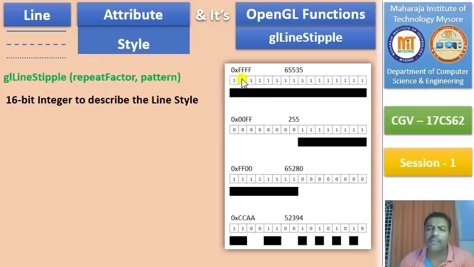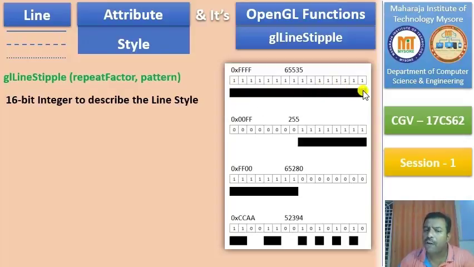Now I can mention this value in the form of hexadecimal, or I can mention this parameter using a decimal value or integer value. Now when I say FFFF, every bit is set to be 1. If it is 1, we say the pixel is on. If it is 0, we say the pixel is off. But now just observe, every bit is 1, hence every pixel is going to be on. Hence we are going to get a solid line in this case because there is no off bit in this entire pattern.